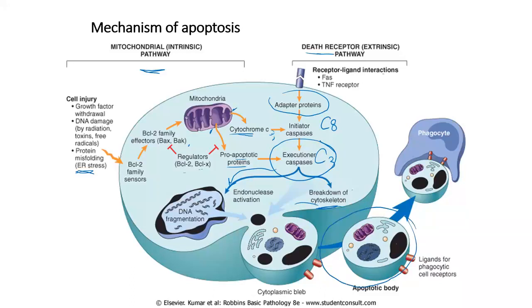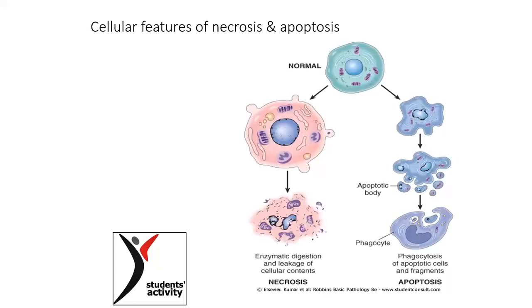Along with breakdown of the cytoskeletal proteins, which helps the cell to have convolutions of the membrane. With these convolutions, we have formation of apoptotic bodies, and these apoptotic bodies contain parts of the nucleus and organelles. These organelles are intact, not digested, and surrounded by a membrane. This apoptotic body will be rapidly phagocytosed by phagocytic cells and adjacent cells.